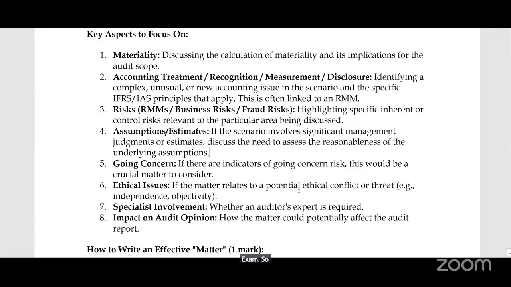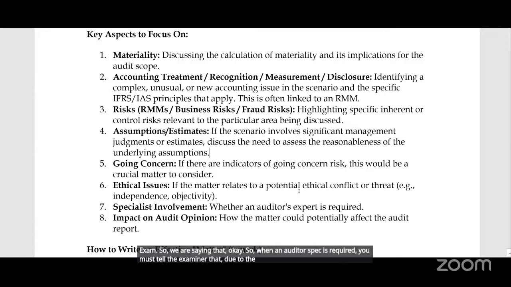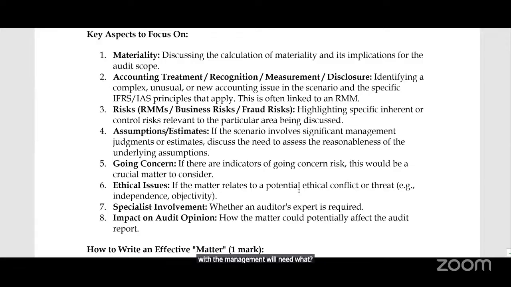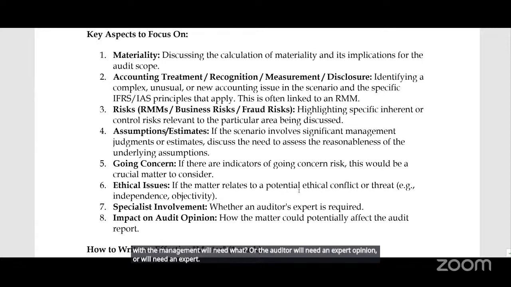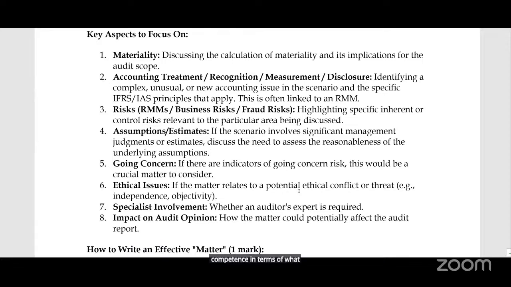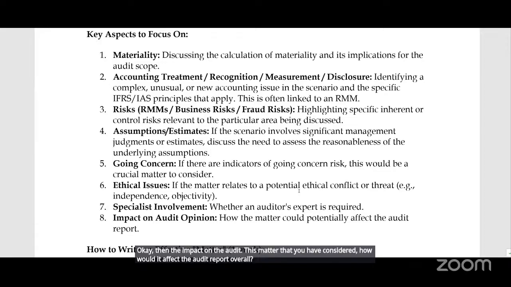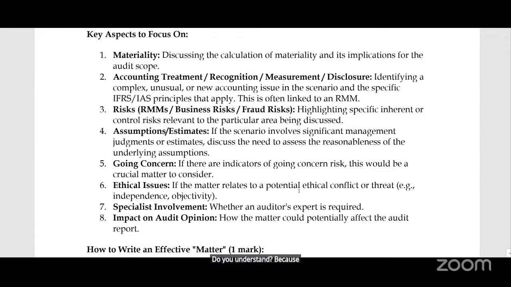So we are saying that when an auditor's expert is required, you must tell the examiner that due to the nature of this thing, the management or the auditor will need an expert's opinion or will need an expert's competence in terms of the work that the expert is supposed to do. Okay, then the impact on the audit. This matter that you have considered, how would it affect the audit report overall? Because if something is wrong, definitely it's going to affect it.